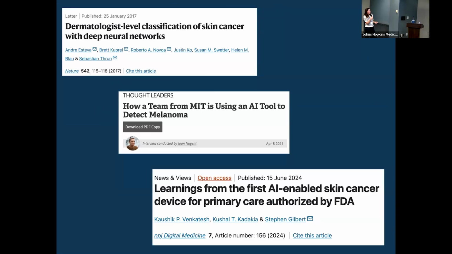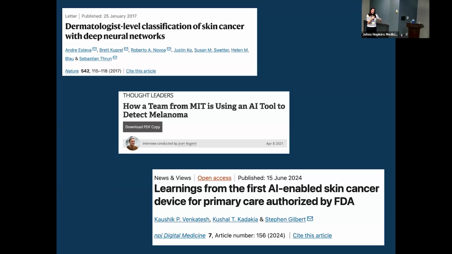So these are just some recent headlines on these AI skin cancer detection systems. There was one actually approved by the FDA recently that was for primary care doctors. So that's another piece of this: not everybody has access to a dermatologist.